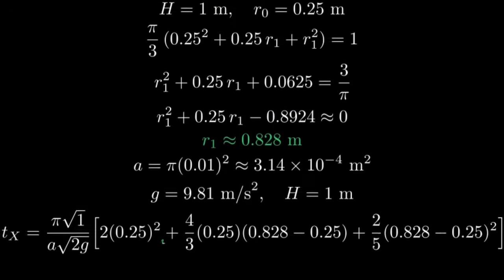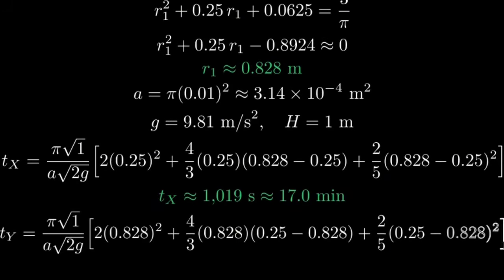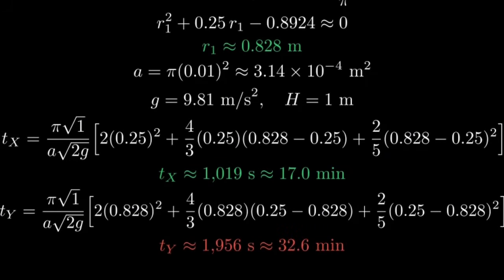T sub x equals pi over root 2g, times the bracket: 2 times 0.25 squared, plus 4/3 times 0.25 times (0.828 minus 0.25), plus 2/5 times the difference squared. Numerically, T sub x is about 1019 seconds, about 17 minutes. For tank Y we swap r0 and r1, and T sub y is about 1956 seconds, about 32.6 minutes.